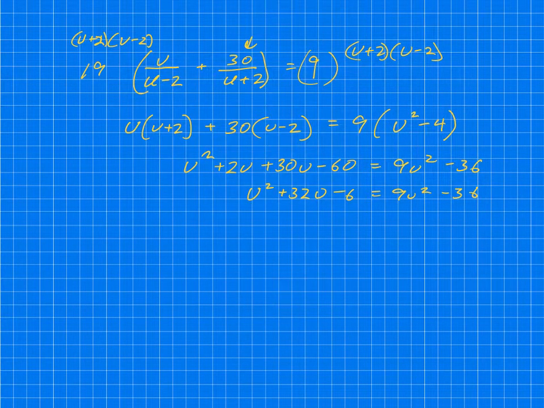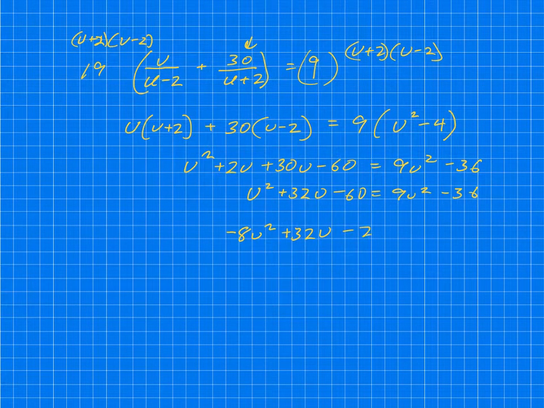We subtract 9u squared. That's what I did wrong. I did 8 instead of minus 8. Okay, so right now it's going to be negative 8u squared if I subtract 9u squared from both sides. Now I'm also going to subtract the 36. If I subtract 36, I add 36 to both sides. I'm going to get a negative 24. Negative 24.